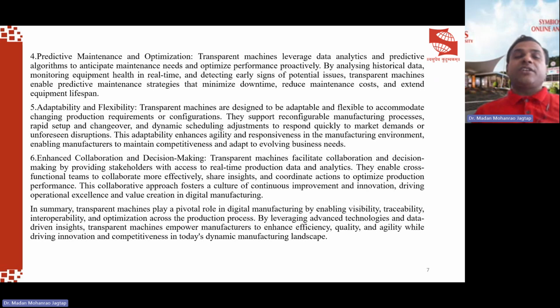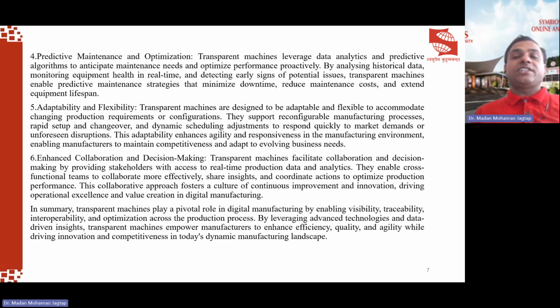So whatever the changes in the production, whatever the changes in the requirements, whatever changes in the configurations, these transparent machines are ready to adapt to those particular requirements and configuration. They support reconfigurable manufacturing processes, rapid setup and changeover. Whatever reconfigurations are there in the product design or process design, it will adapt to it, and whatever rapid setup and changeovers are there for the tools, it can do that.